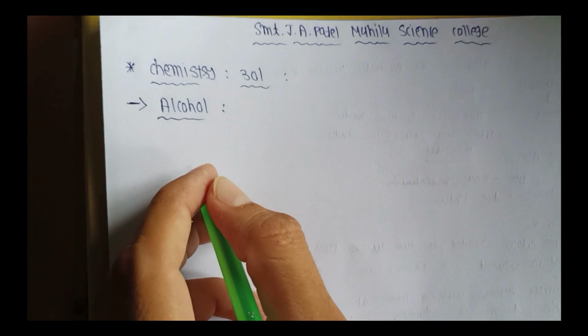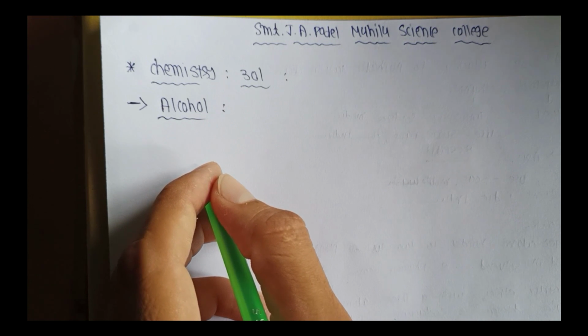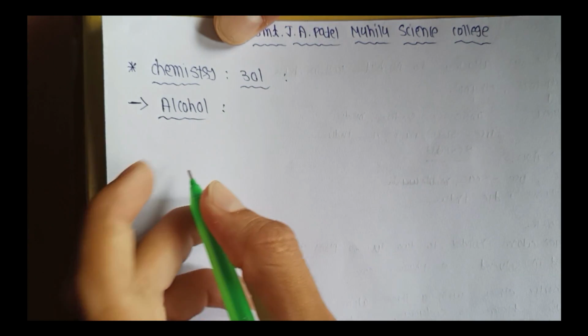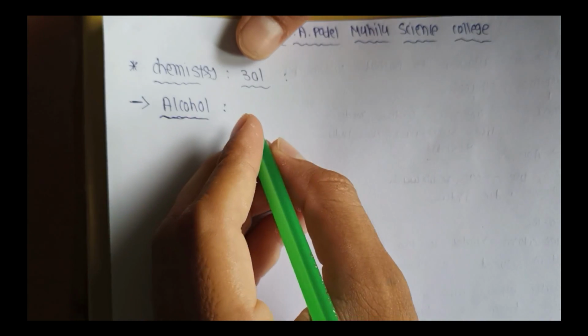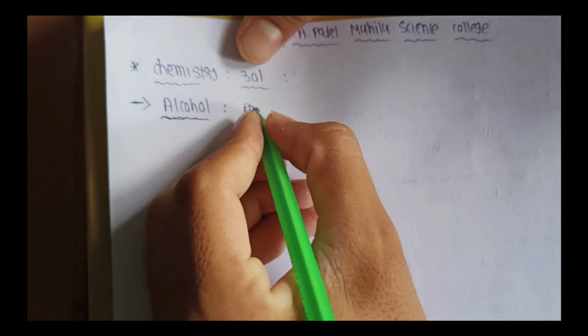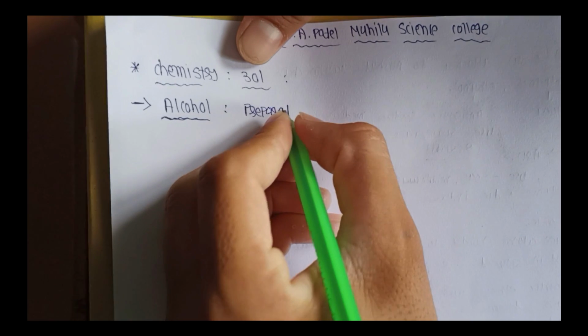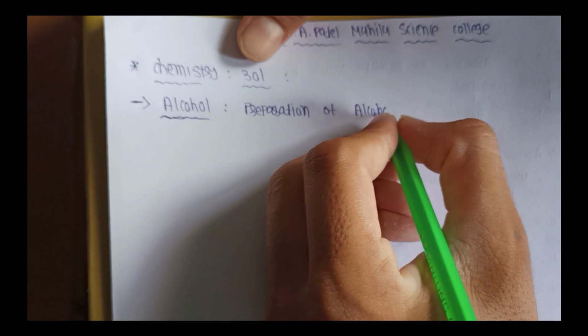In chemistry, chapter number 4, alcohol, phenol, ether and epoxide. In the previous lecture, we discussed the definition and examples of alcohol, phenol, ether and epoxide. Today we will discuss alcohol: how to prepare alcohol, the preparation of alcohol.